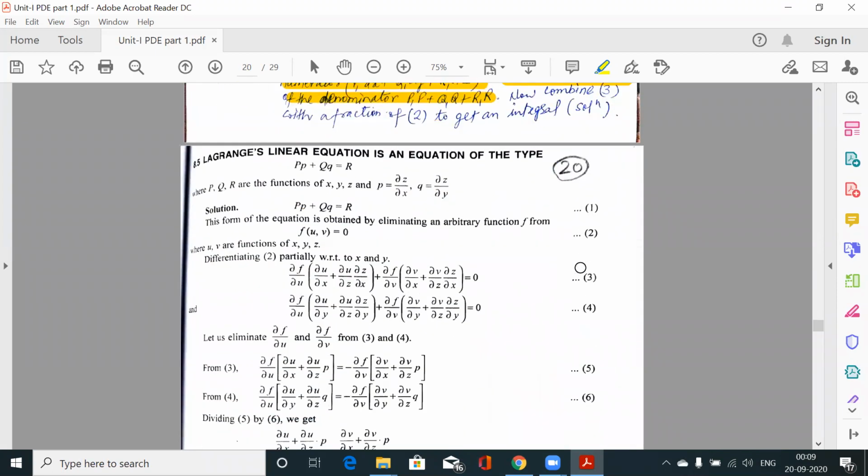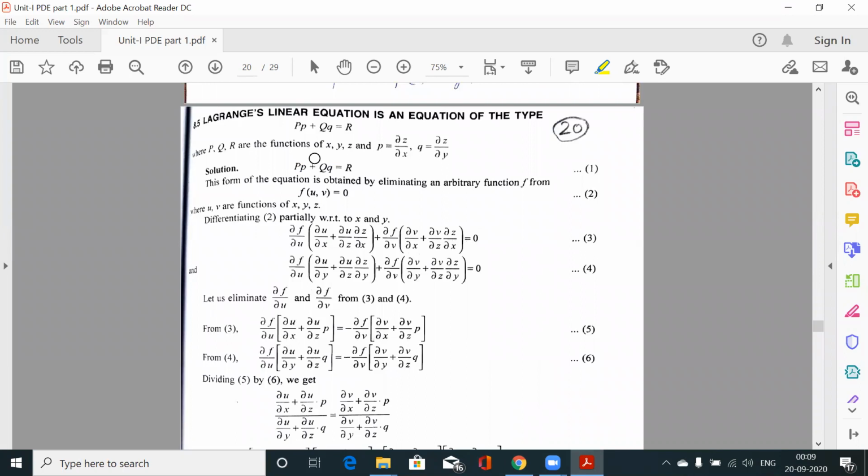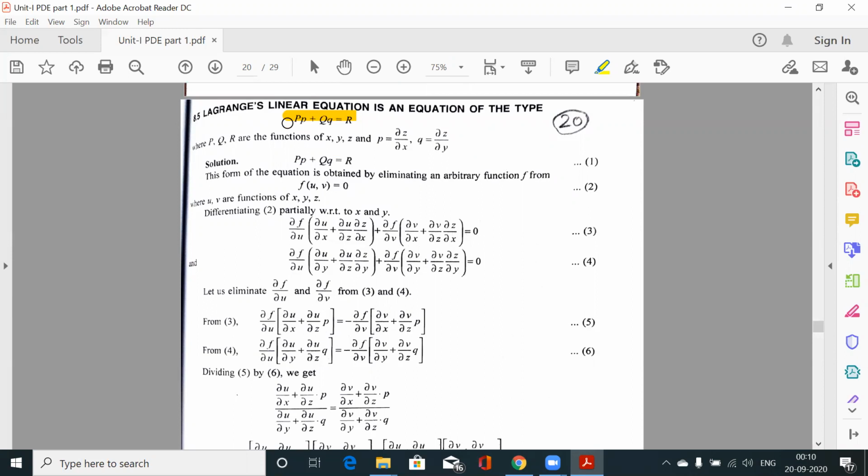So this is the proof of how we are getting the solution of this type of equation. If anybody is interested, he or she can go through this process. If he or she finds any doubt or needs any clarity, he can ask me, or discuss with me or with your class group students. So this is the proof of Lagrange's method, how we are getting the solution, function of u, v is equal to 0.